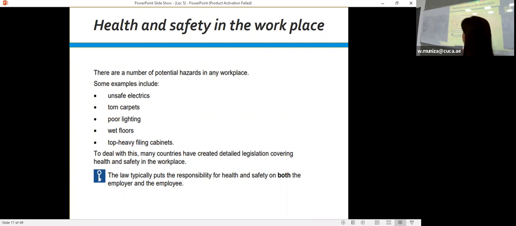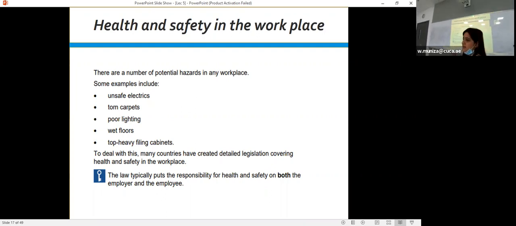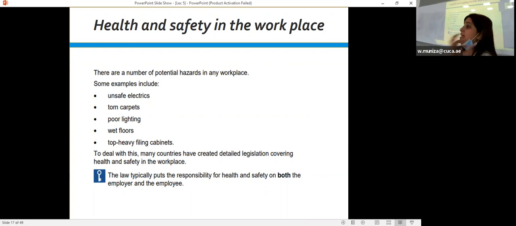If you look at them in detail, you can see that the UK, the United Kingdom, is very keen about very small matters also. They are raising the point of torn carpets as well. If the floor is not level, the employee can fall. So even if the carpets are torn, they are going to affect individuals. If there is poor lighting, it is going to affect the eyes of the employees. If there are wet floors, the employee can slip. If there are top-heavy filing cabinets, they can also hurt an individual.